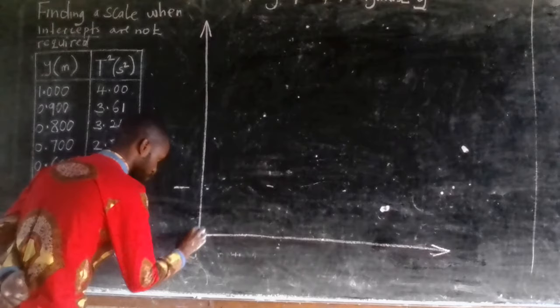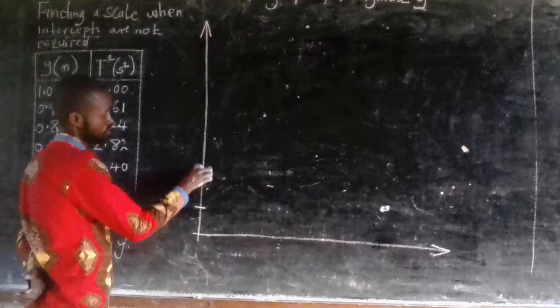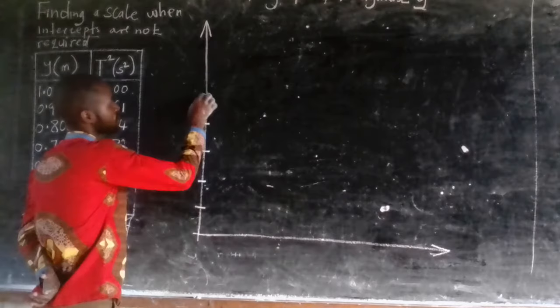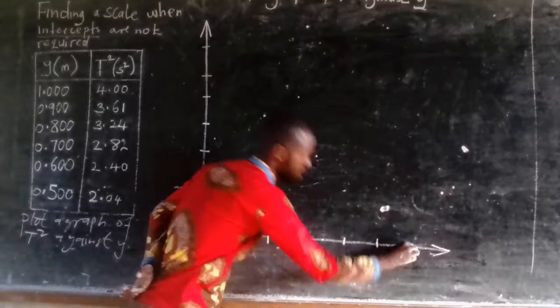Then you count 10 smallest boxes on your graph paper, you put a mark. Again 10 smallest boxes, you put a mark, like that, until you finish the whole line. Count 10 smallest boxes of your graph paper, you mark, and you finish that.